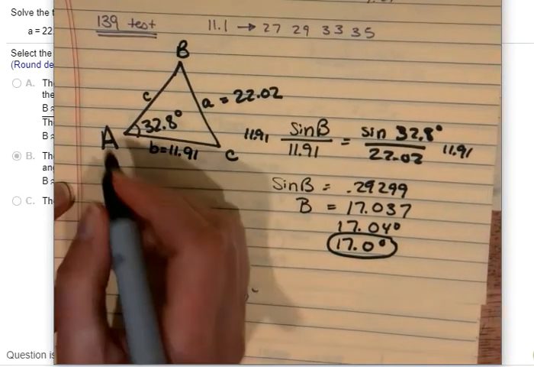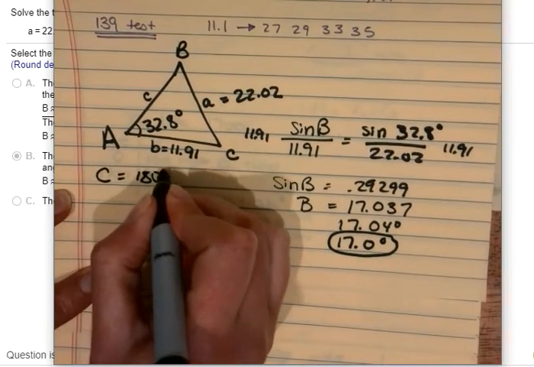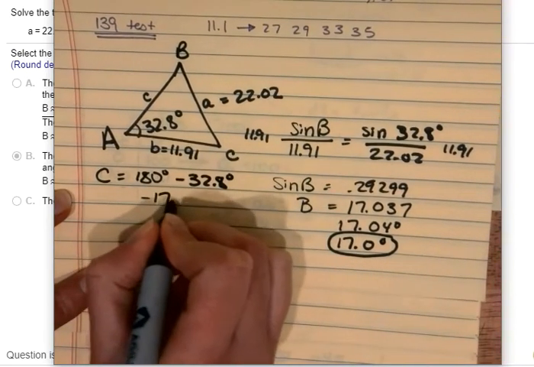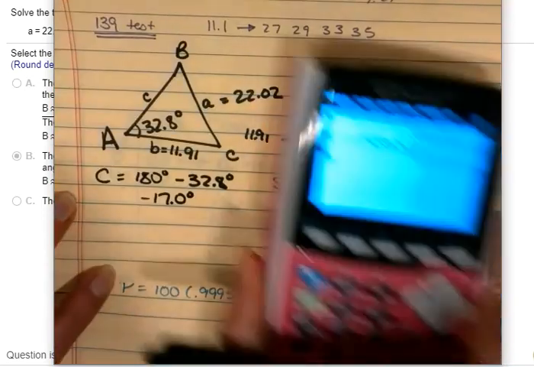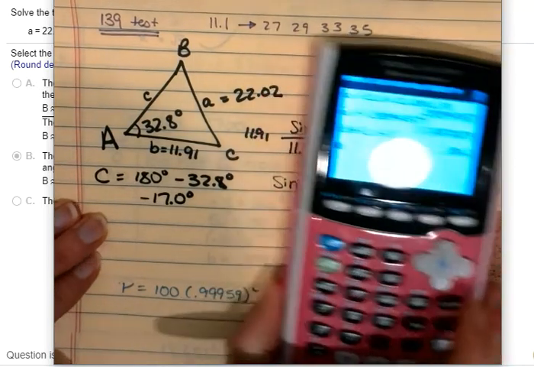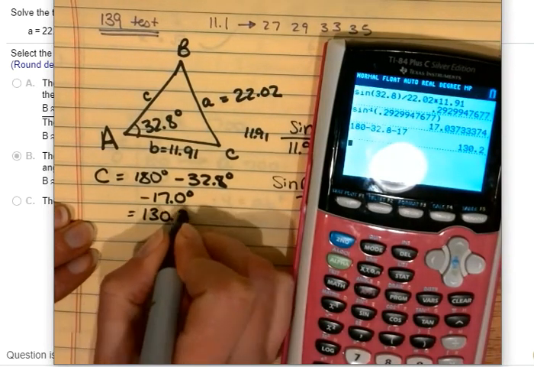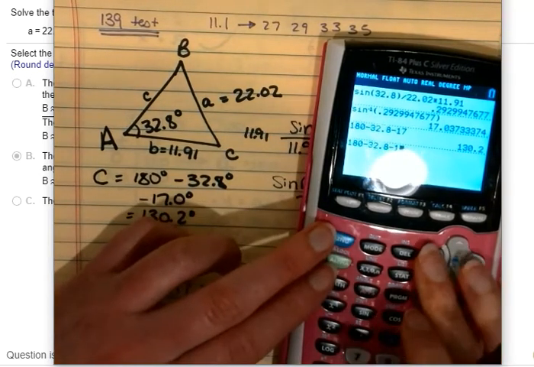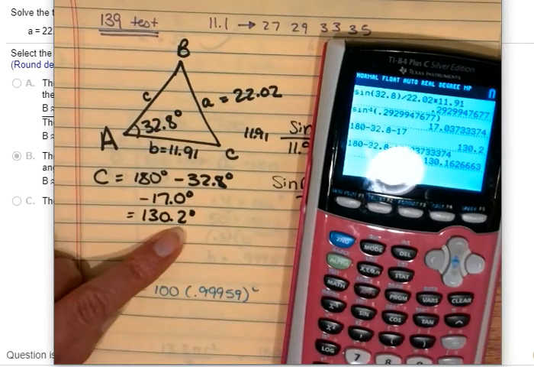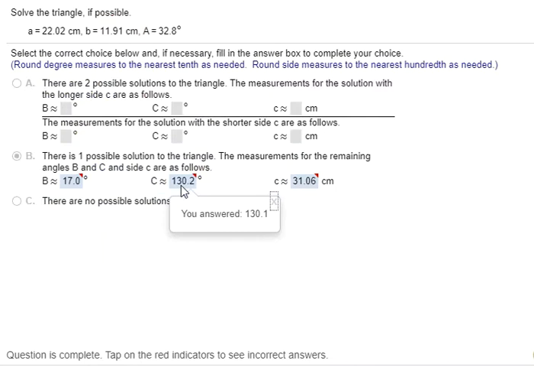I would find angle C first. So angle C is going to be 180 degrees minus the 32.8 degrees from angle A minus the 17.0 degrees from angle B. And if we just subtract those, 180 minus 32.8 minus 17 gives us 130.2 degrees. Now if instead I had subtracted the 17.03, etc., I would get 130.16, but to round to one decimal place, that's still going to be 130.2. So 130.2 is going to be the correct answer. We can't say 130.1 because the number after the 1 was a 6. So 130.2 is going to be the correct number there.